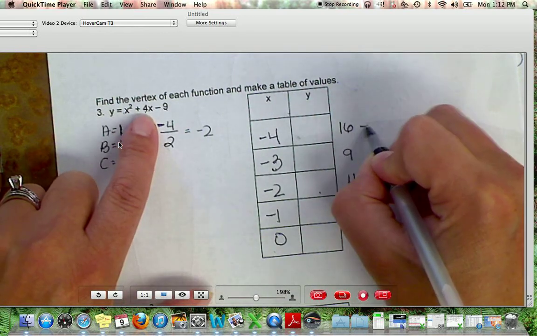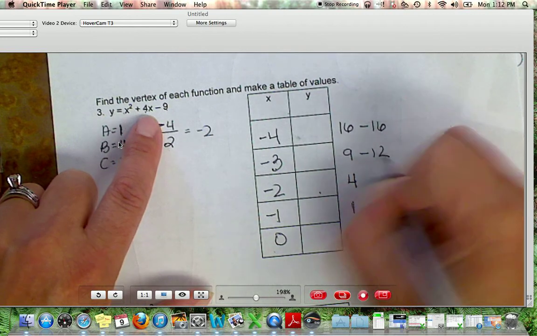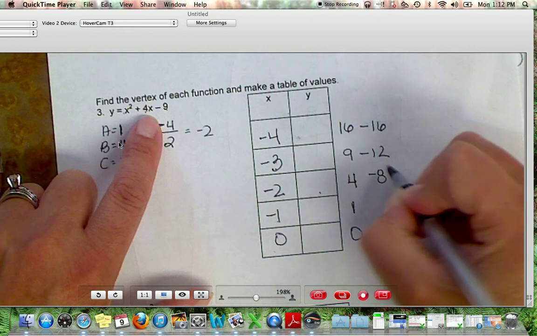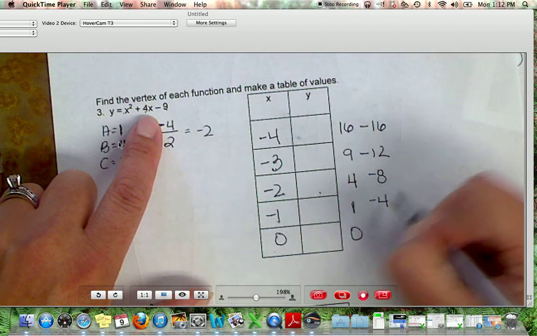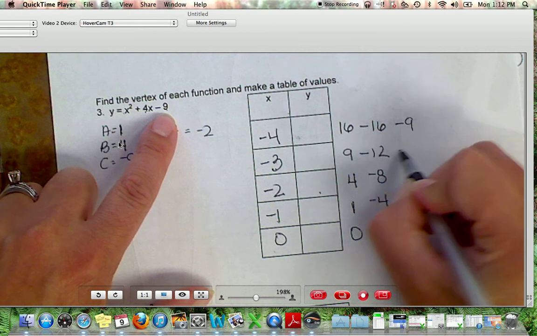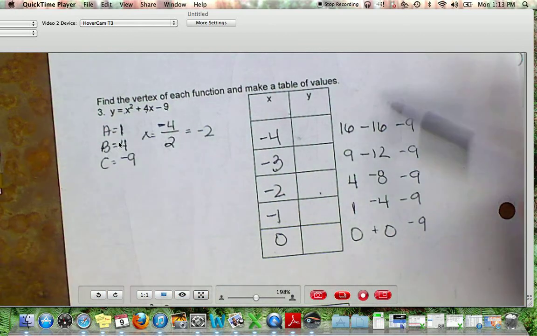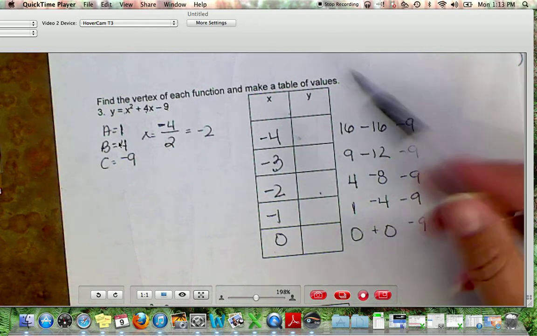4 times negative 4 would be negative 16. 4 times negative 3 is negative 12. 4 times negative 2 is negative 8. 4 times negative 1 is negative 4. And 4 times 0 is 0. And then the negative 9 is the same every single time. I like to set up all the work first and then find all my answers.